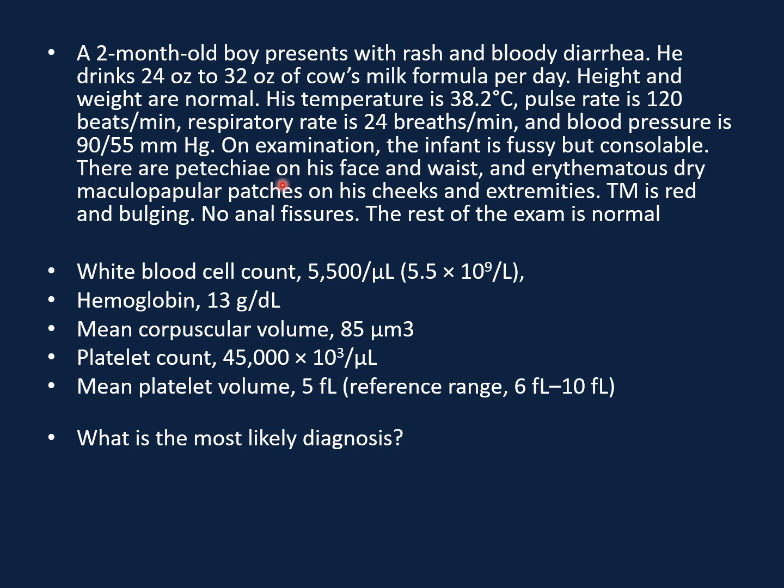There are petechiae on the face and waist, and also erythematous dry maculopapular patches on the cheek and extremities. Tympanic membrane is red and bulging. No anal fissures. The rest of the exam is normal. White count is normal. Hemoglobin is normal. Mean corpuscular volume is normal. Platelet count is low, and the size of the platelet is small. What is the most likely diagnosis?